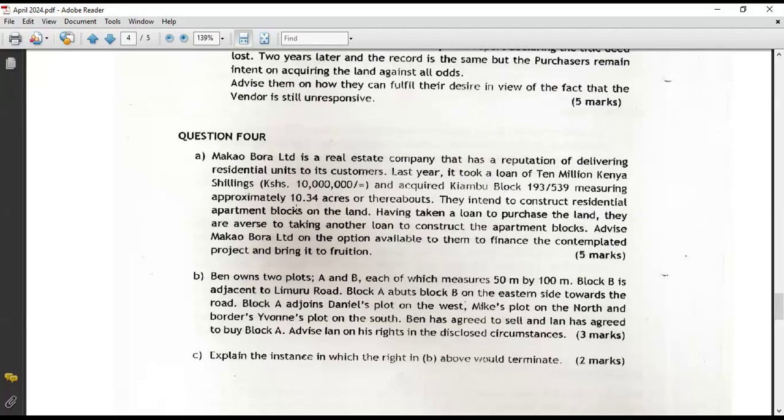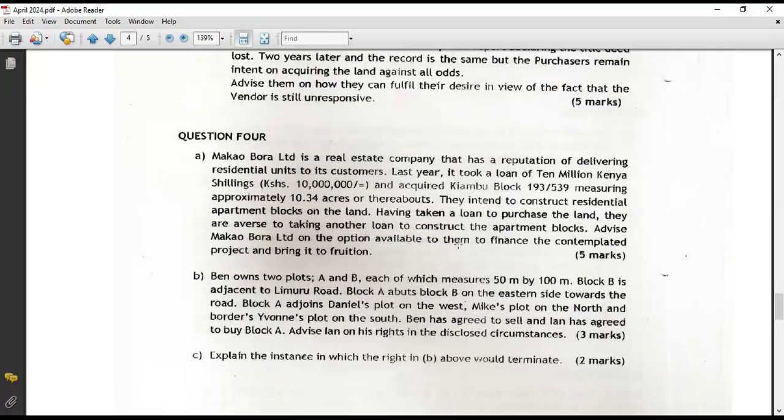So this is Macabora, a real estate company, that took a loan to buy property with the intention to build apartment blocks. So since they took a loan to purchase the land, they are seeking other sources of financing to be able to put up the property. So what options would be available for them to finance the residential apartment blocks? Yes, that's how I understand the question.